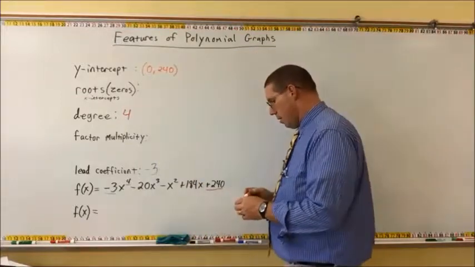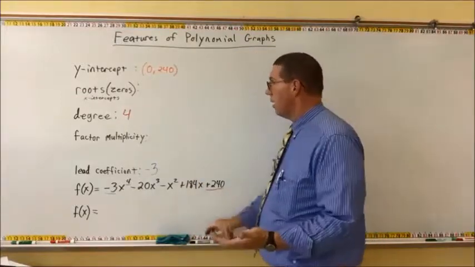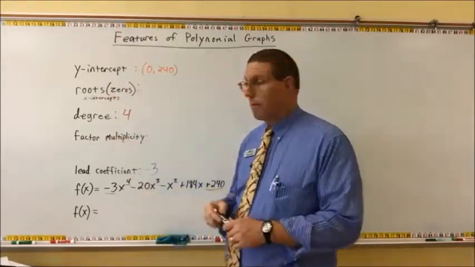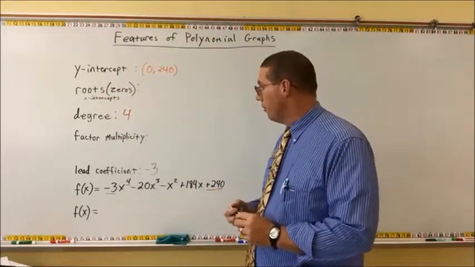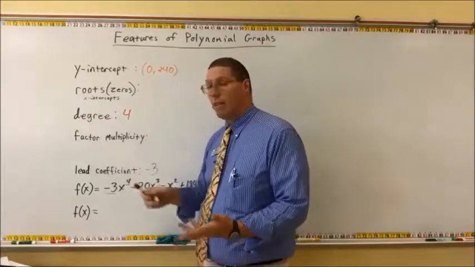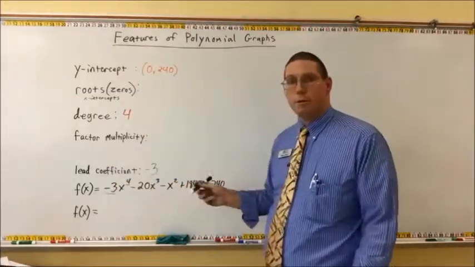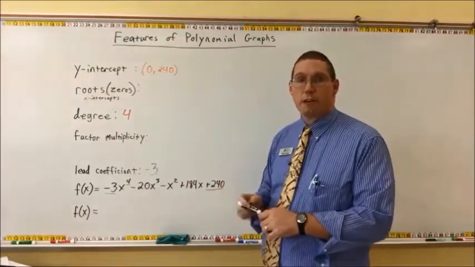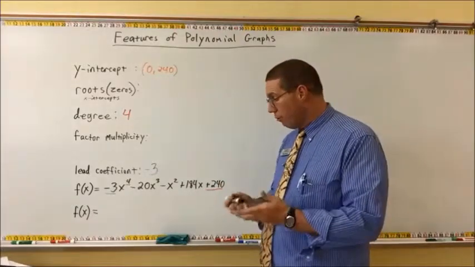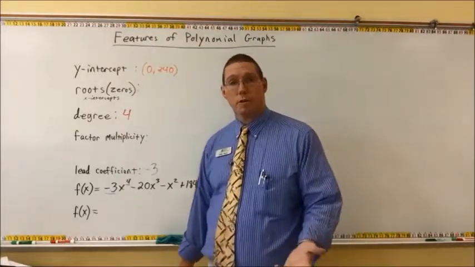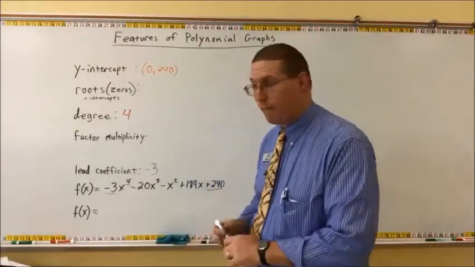Now, in order to identify the roots or the x-intercepts of this polynomial, and in order to identify the factor multiplicity, we're going to need to factor this polynomial down. We need to reduce it down into its factored form. And in order to do that, we need the rational root theorem, and then we need to do a whole bunch of synthetic division until we have all of our factors.